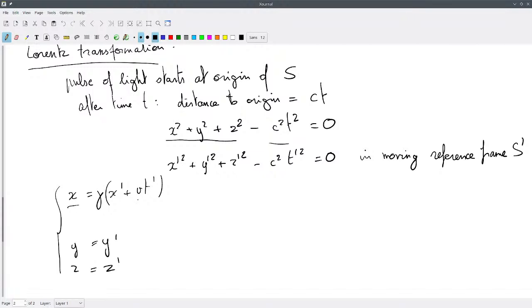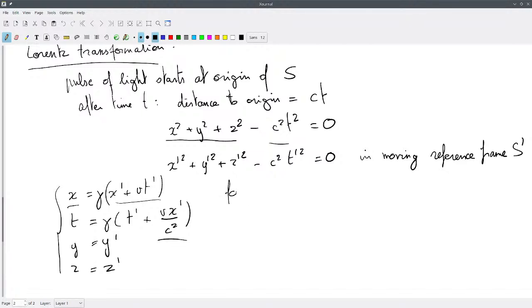which still looks fairly similar. In particular, for very small velocities beta of the reference frames, gamma will be approximately equal to 1. And so we have something that looks very similar to the original Galilean transformation. Now the one that looks quite different is the transformation for the time. That will be gamma times the time in the moving reference frame plus v x prime over c squared. This is the new term that you would not have expected there.